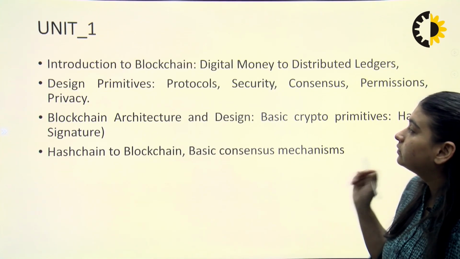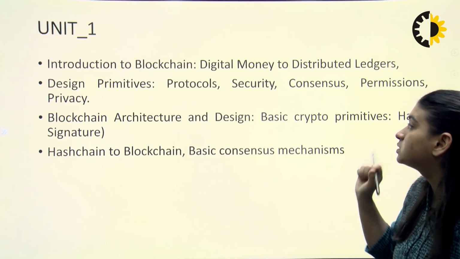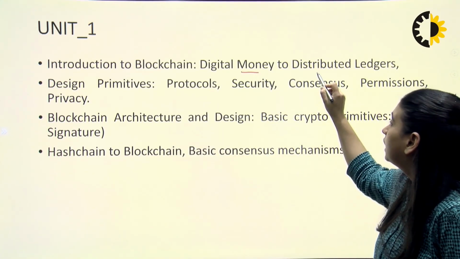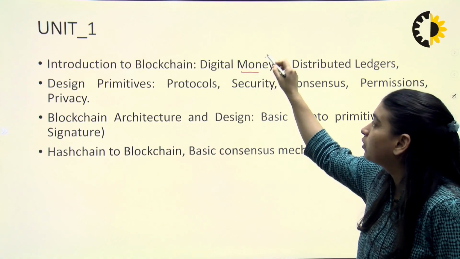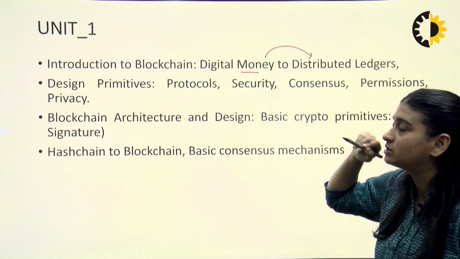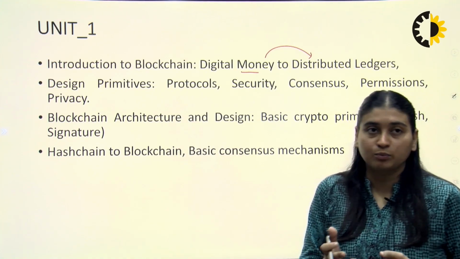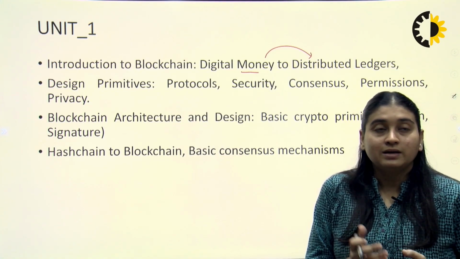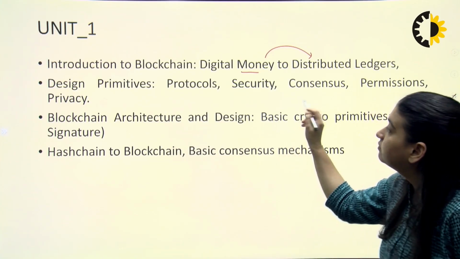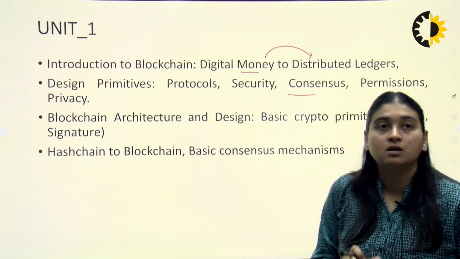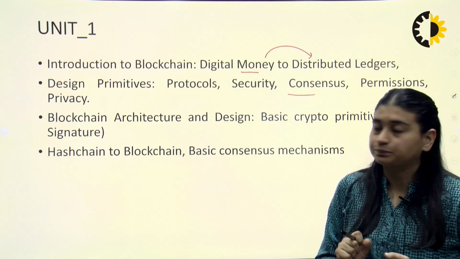So the very first point talks about intro to blockchain, like what is digital money and what is the journey to move from digital money to the distributed ledgers. Then the second topic is about some design primitives. In design primitives, we have the 5 basic primitives like protocol, security, consensus, permissions, and privacy.